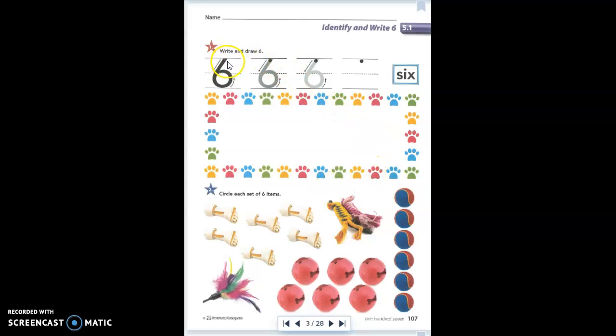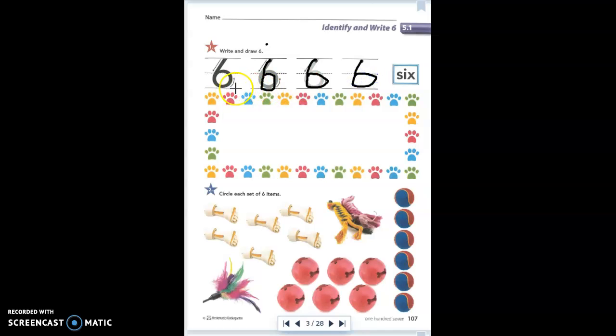Today, we're learning how to write 6. 6 begins at the top. We come down at an angle and circle around. It looks a lot like a lowercase b. Okay, so let's go ahead and practice writing the 6, starting here and circling around. Again, starting at the top, coming down at an angle, and then circling around. And finally, we'll make one of our own.